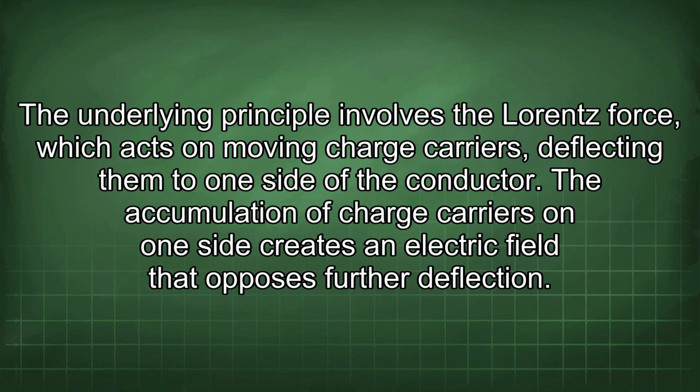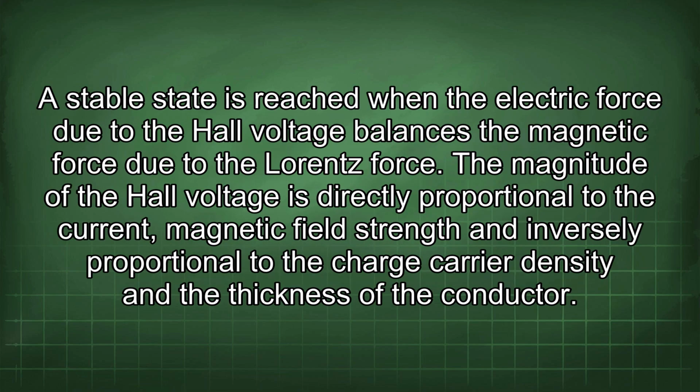The underlying principle involves the Lorentz force, which acts on moving charge carriers, deflecting them to one side of the conductor. The accumulation of charge carriers on one side creates an electric field that opposes further deflection. A stable state is reached when the electric force due to the Hall voltage balances the magnetic force due to the Lorentz force. The magnitude of the Hall voltage is directly proportional to the current and magnetic field strength and inversely proportional to the charge carrier density and the thickness of the conductor.